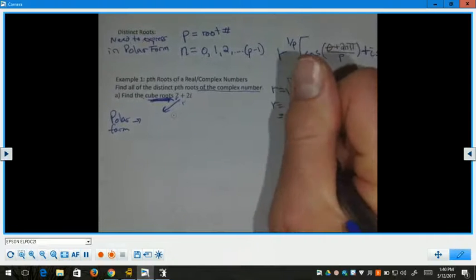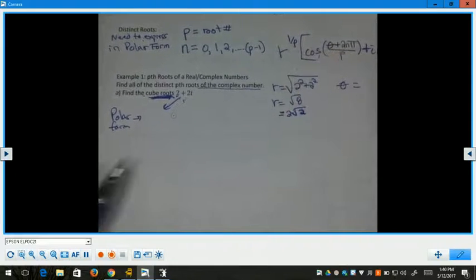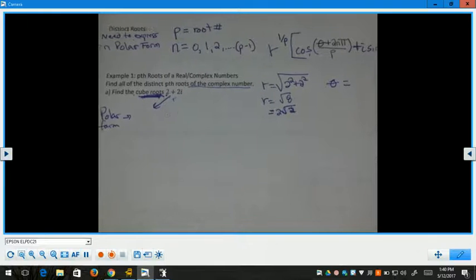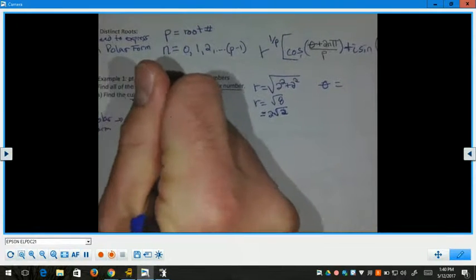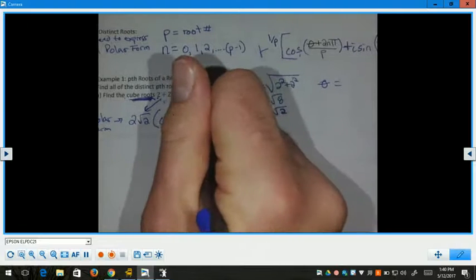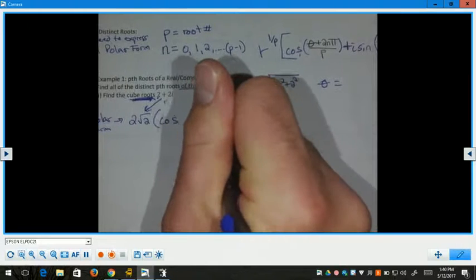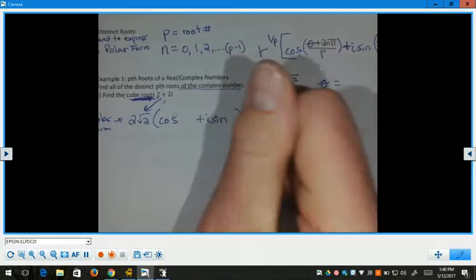I don't know that that will matter as we go on, because as we find these roots, things are not necessarily going to be on our unit circle. They'll look like they will be initially, though. So for our polar form, we have 2 square roots of 2 for the radius, cosine of some angle, plus i times sine of that very same angle.